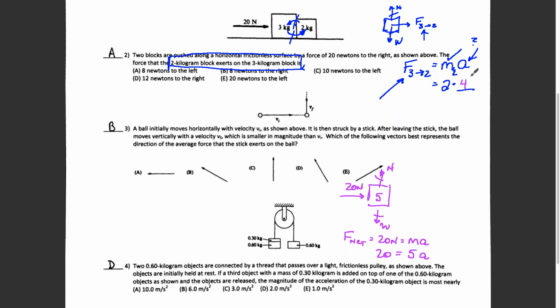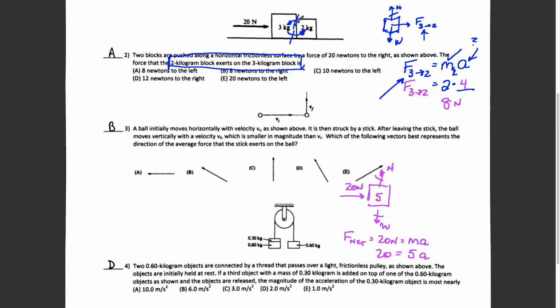And now that I know what the acceleration is, I can say that the force of 3 on 2 is equal to 8 newtons. Well, I'm not quite done yet because that's either A or B. C, D, and E are eliminated. But this question is asking about the force that the 2 kilogram block pushes on the 3 kilogram block, and that's got to be to the left.